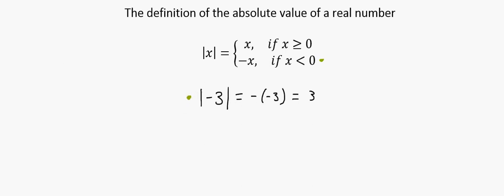Let's look at how it interprets the absolute value of a positive number. Let's say the absolute value of 5. In this case x is 5, so we're up here at this part. 5 is of course greater than or equal to 0. I'm going to put a little blue mark here and a little blue mark here to indicate that this is where we're located in the definition. 5 is greater than 0, so the absolute value of 5 is simply equal to 5.